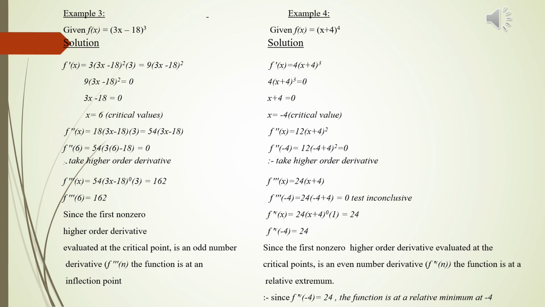the function is at what? Is at relative extremum. So since our result is greater than 0, 24, the function is at a relative minimum at x equals what? Minus 4. I told you in the previous slide that if the first non-zero value of a higher order derivative is an even number derivative, the function is at relative extremum. Therefore you can conclude whether it is a relative minimum or what?